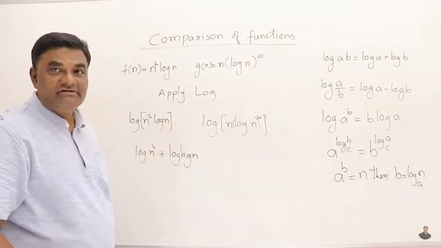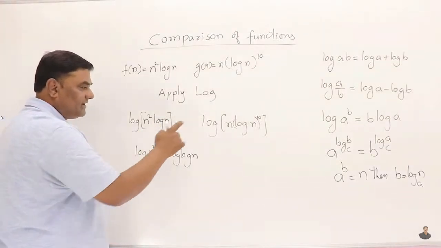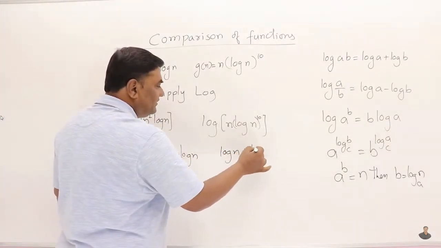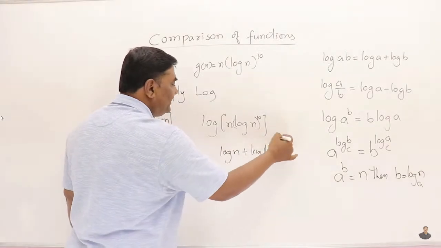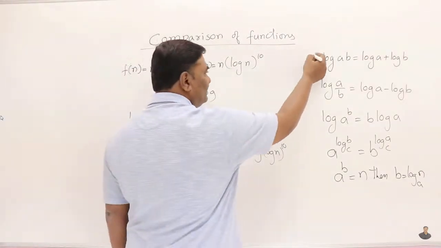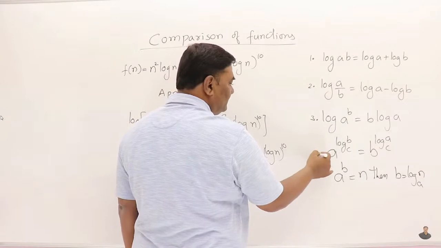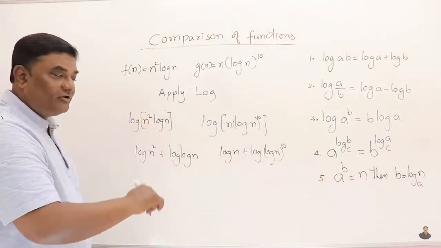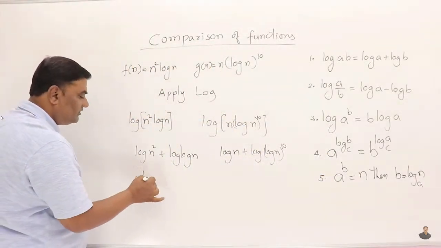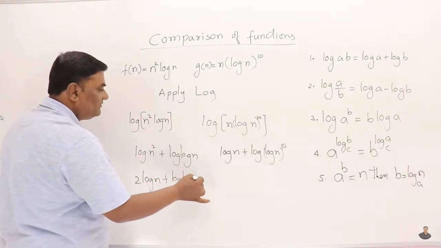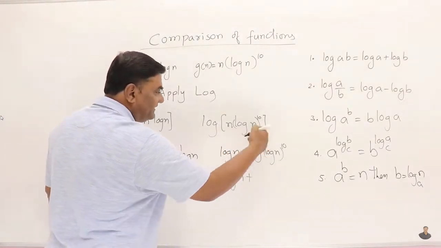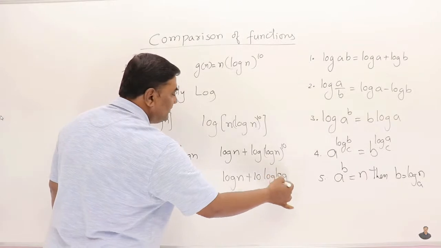As we know, log of a into b is log a plus log b. So log a plus log b. Now this side will be log n plus log of (log n) whole to the power of 10. We have used the first formula. Now using the third formula, this becomes 2 log n plus log of log n. And this is log n plus 10 in power, so 10 log of log n.